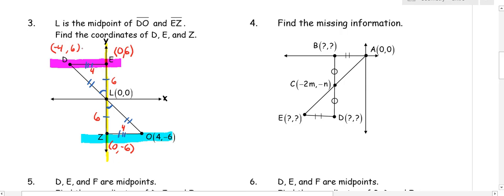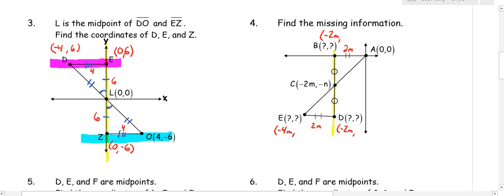Let's try again looking at another one where we have some variables and not just numbers. So when we're trying to find B and D in number 4, we see that C has the x-coordinate of negative 2m. So both of those are going to have negative 2m as the x-coordinate. We also know then the distance from A to B is 2m, which means the distance from D to E is also 2m. So the coordinate for E, remember we're in the third quadrant where everything is negative, is going to be negative 4m, because we have 2m and then we went over another 2m.